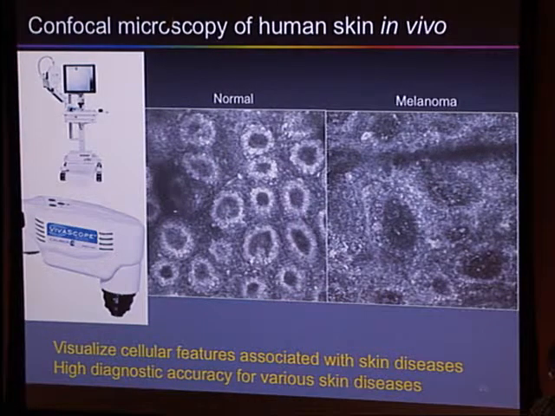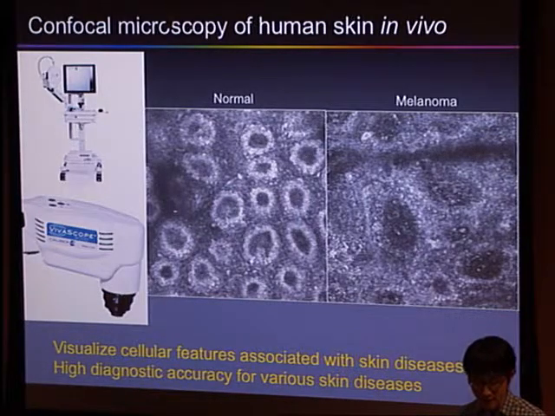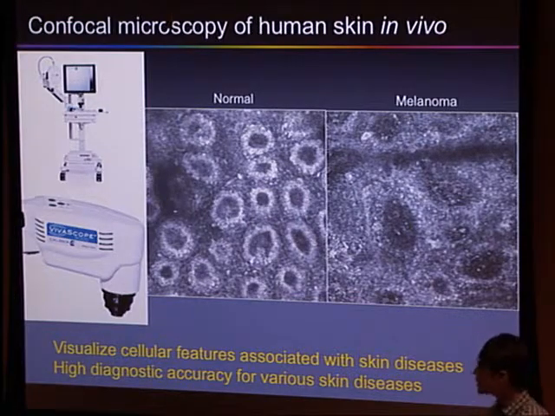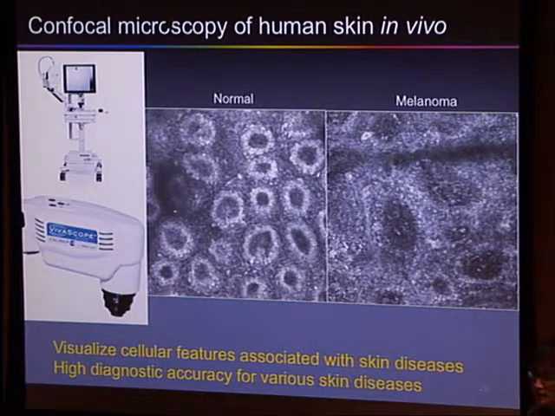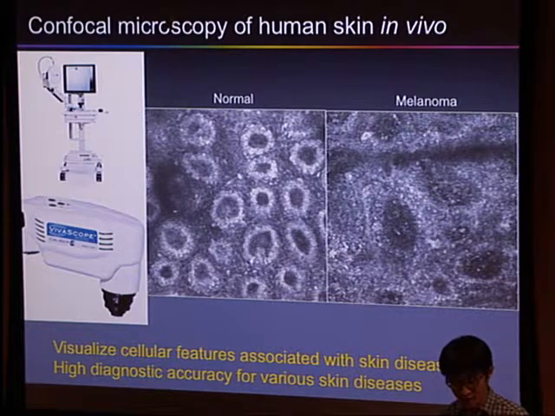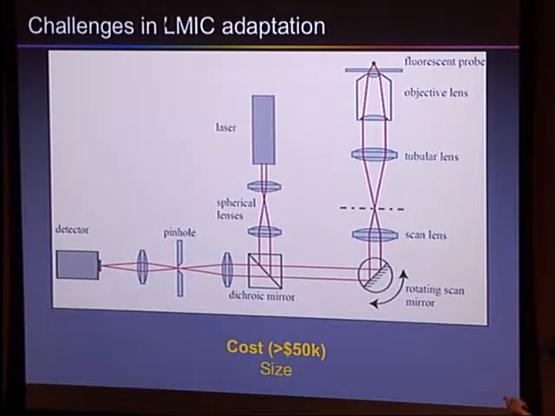There have been several studies that validated the accuracy of confocal microscopy for many skin diseases, and it's currently being adopted in U.S. clinics and other countries. So why don't we try to use confocal microscope in Uganda, let's say? What's wrong with that? The problem is the cost of this device is about $50,000 to start with. It's relatively expensive, and because of that, even in the U.S., very few hospitals have owned this device and actually utilize it for clinical practice.